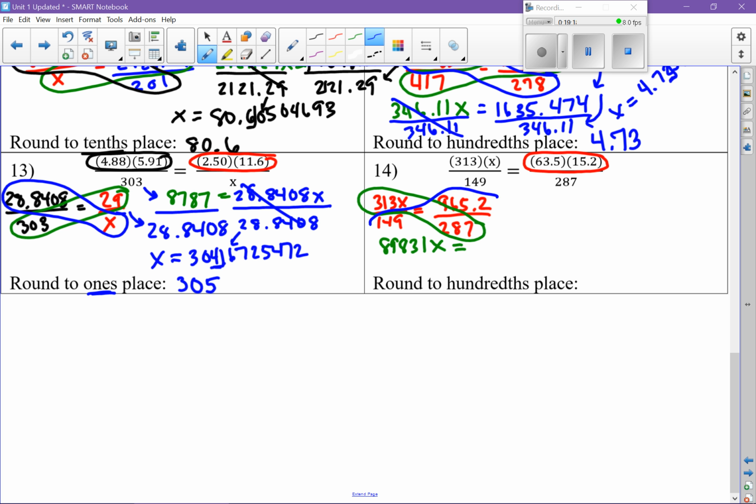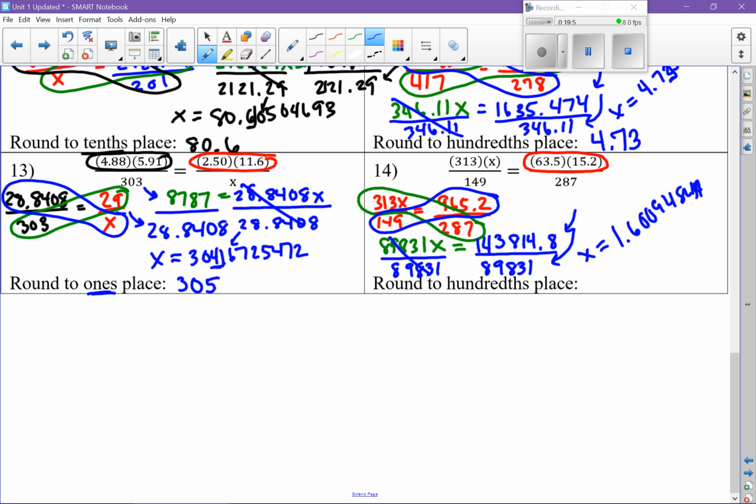In the other direction, you're going to multiply these two numbers together. That gives me a really big number, 143,814.8, and now you just have to divide by the thing that's touching the x. So divide by this 89831. Cancels over here. X equals, divide this numerator by this denominator. And you're going to get 1.60094844. Lots of 4s at the end.